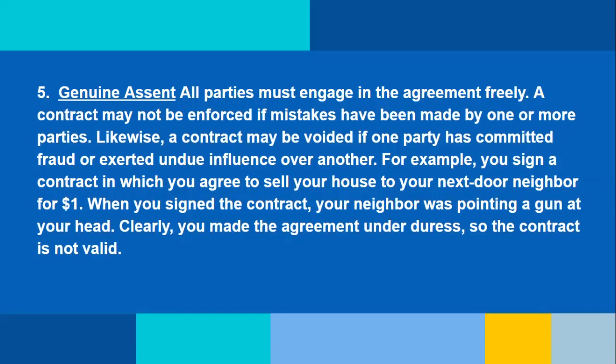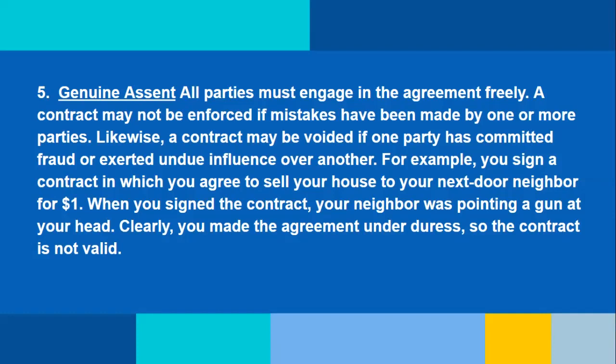Genuine assent. All parties must engage in the agreement freely. A contract may not be enforced if mistakes have been made by one or more parties. Likewise, a contract may be voided if one party has committed fraud or exerted undue influence over another.